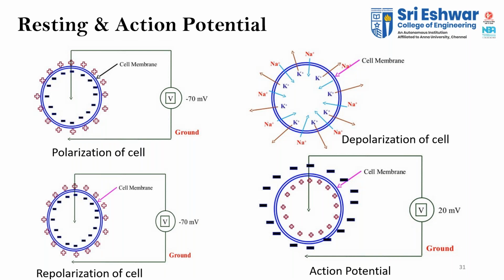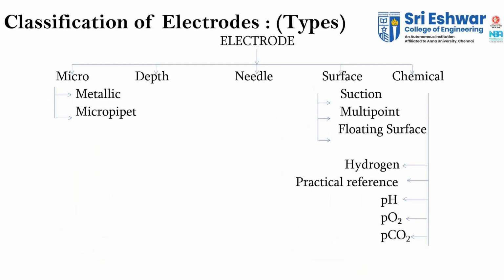So next is what? The classification of electrodes. Electrodes are classified into 5 types. Number 1 is microelectrode, then depth electrode, needle electrode, surface electrode, and chemical electrode. Under microelectrode we have further classification like ventilate and micropipette. And for depth and needle, there is no further classification.